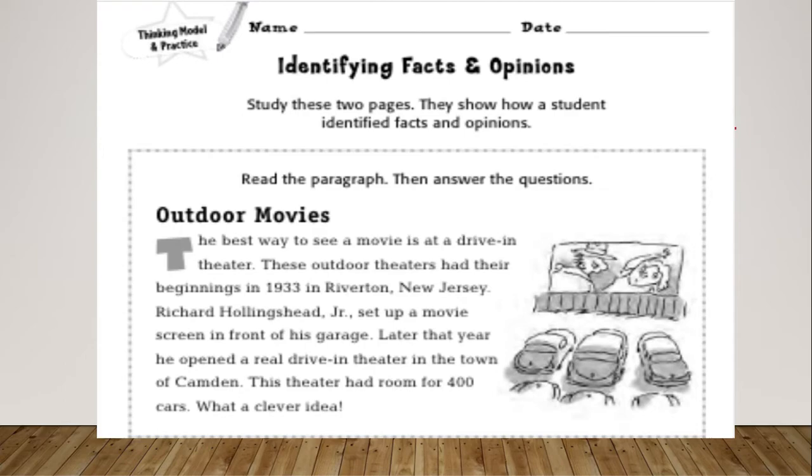So when we look at this article, outdoor movies. The best way to see a movie is at a drive-in theater. These outdoor theaters had their beginnings in 1933 in Riverton, New Jersey. Richard Halsted Jr. set up a movie screen in front of his garage. Later that year, he opened a real drive-in theater in the town of Camden. The theater had room for 400 cars. What a clever idea.